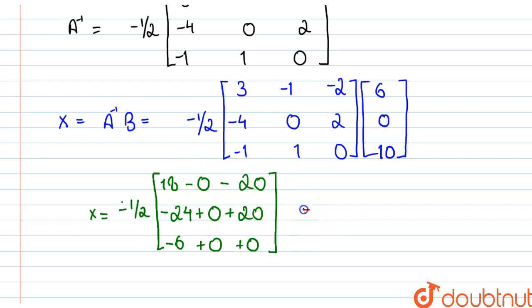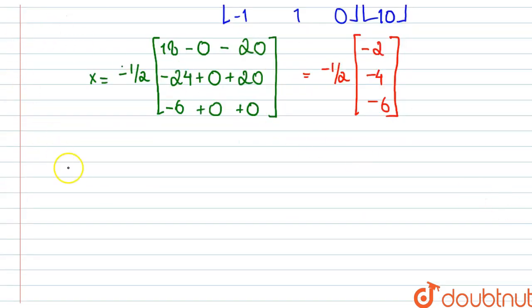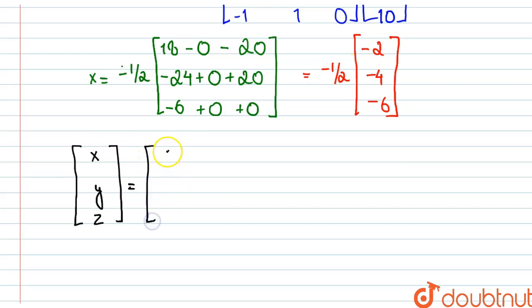So our x comes out to be, now we'll take minus 1 by 2, and now we'll multiply it inside. So first of all, we'll have our values as minus 2, and minus 4, and minus 6. So now on taking minus 2 inside, we'll have our x, which was our matrix for variables. So x, y, z is equal to minus 1 by 2 times minus 2, so we'll have 1, 2 and 3. So these are our terms. Now from here we'll have our x as 1, y as 2 and z as 3.